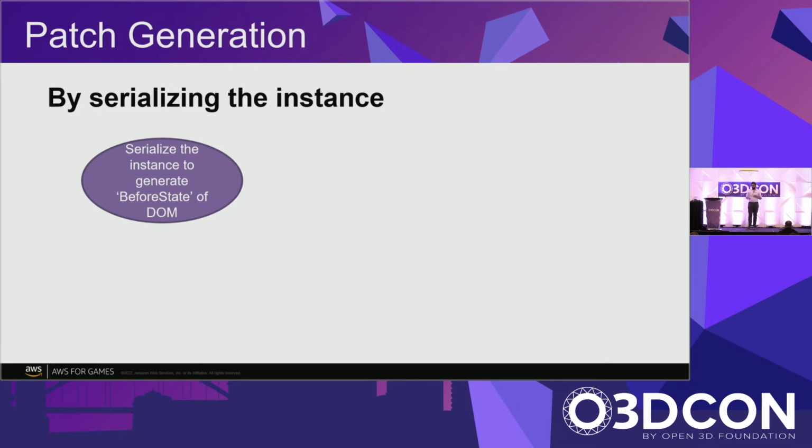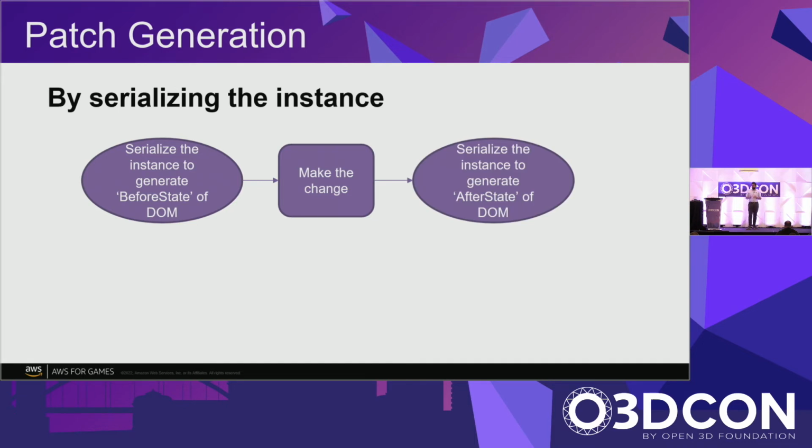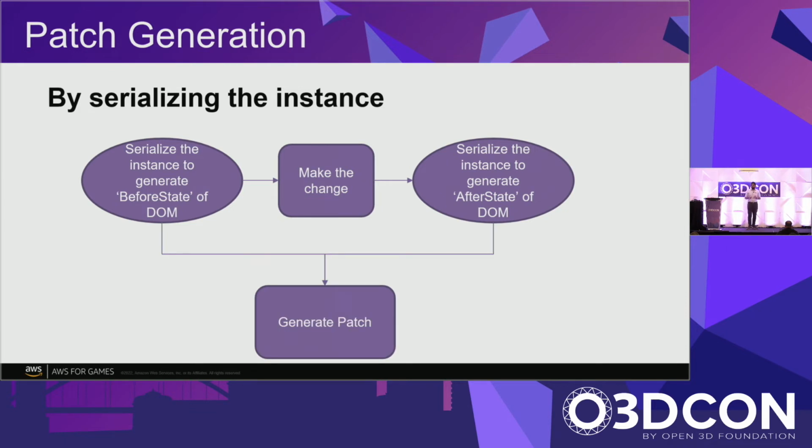So the very first thing we did was we serialized the entire instance to generate a before state of the DOM, and then you modify the instance, and then you serialize the instance again after you made the change to generate an after state of the DOM. And when you compare these two DOMs, you can generate a patch. So this is like the brute force way of generating a patch. This is fail proof, and this will work.